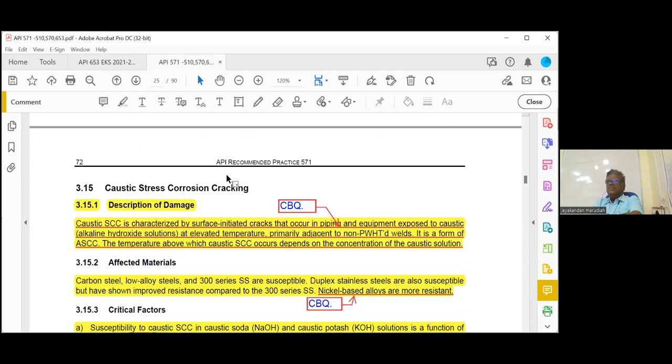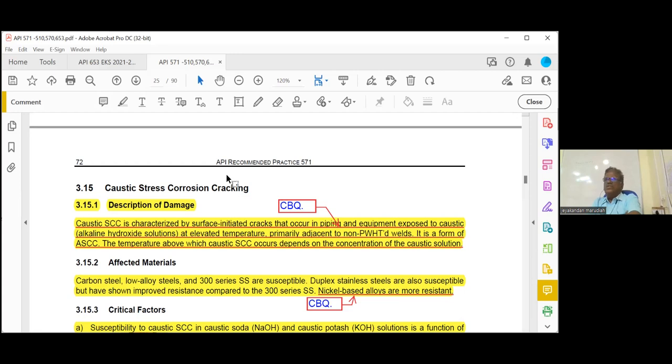What is caustic? I told you, what is caustic? Sodium hydroxide or potassium hydroxide. It is an alkaline chemical. You remember the caustic corrosion we see in the boiler. It is an alkaline chemical. It is a boiler-related damage mechanism.